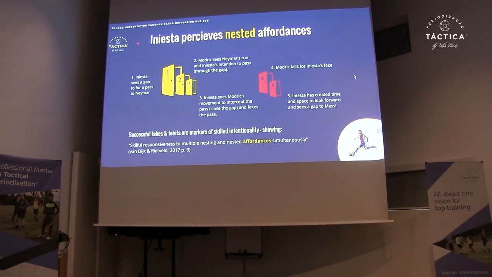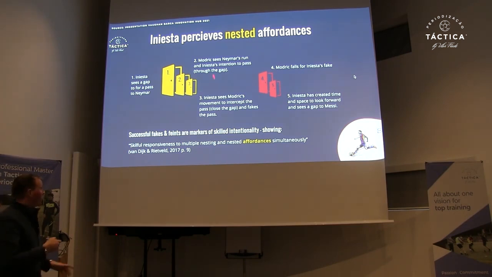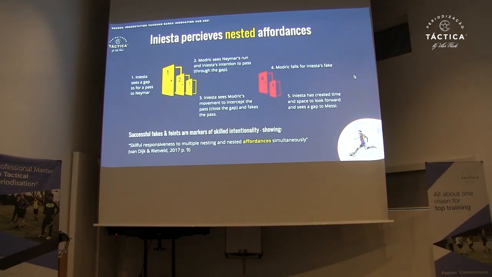So he's perceiving, and it's from the presentation from James Morgan, he did the Barca Innovation Hub. So, Iniesta sees the gap for the pass to Neymar, to the left side. But Modric, his opponent, was also able to read his intention. So, he moved slightly. So there was not anymore this gap to play the pass to Neymar. So this is why he changed it in the last moment, and he was able to perceive Messi.